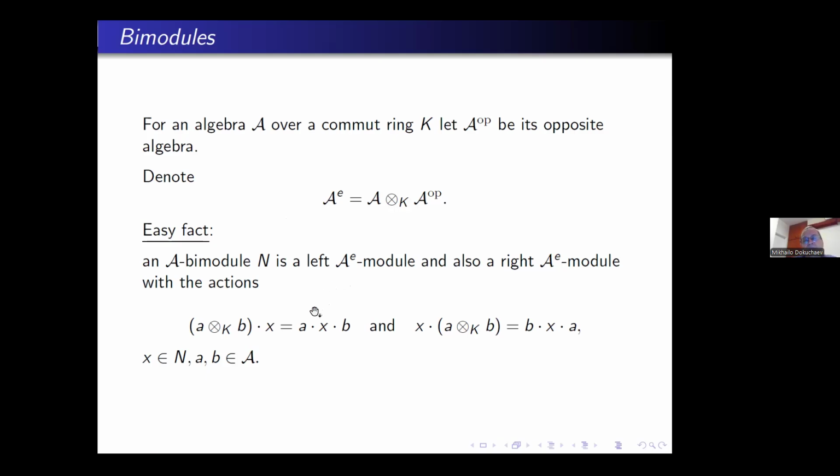And also a very easy and well-known fact: if you have a bimodule over A, you can see it as a left module of the enveloping algebra, and also as a right module over the enveloping algebra.